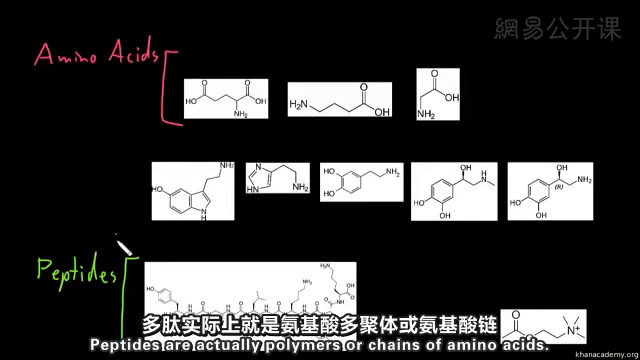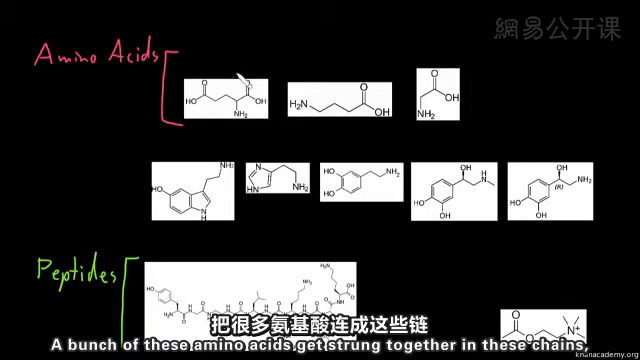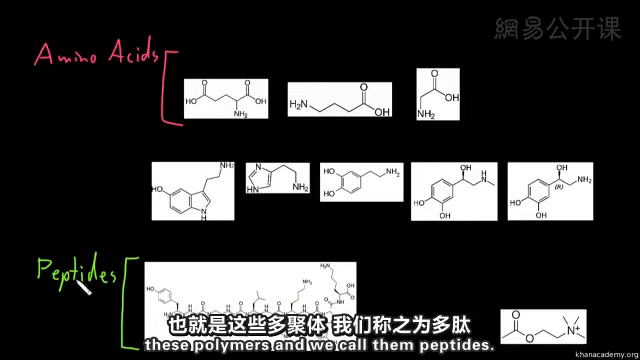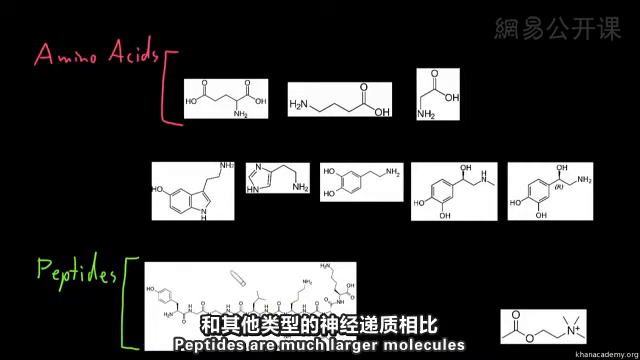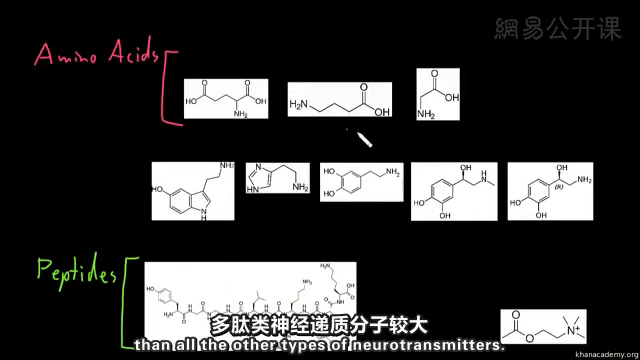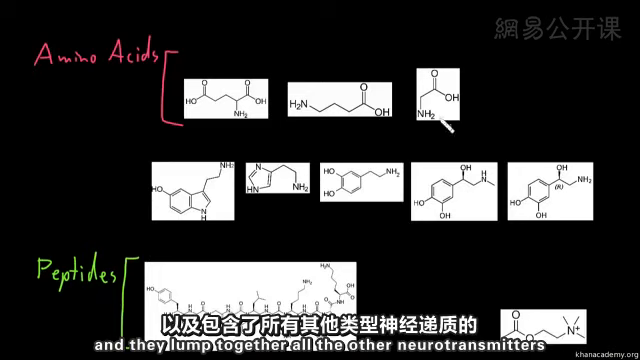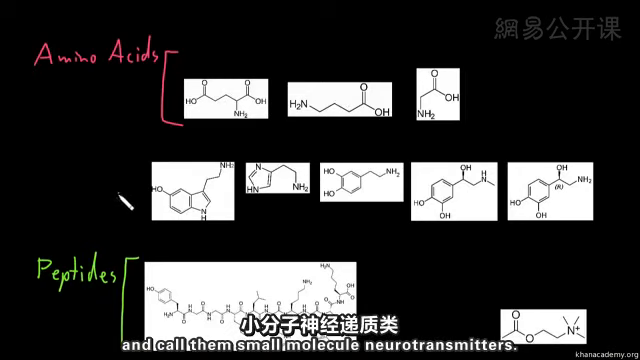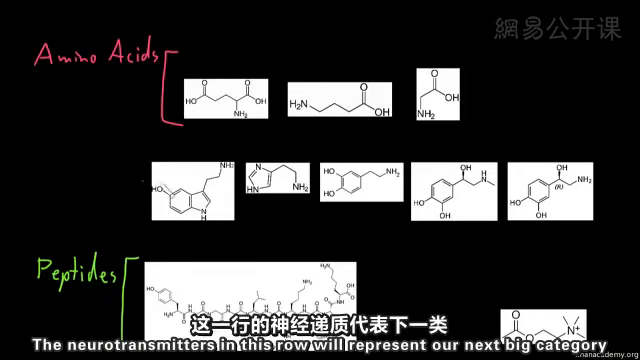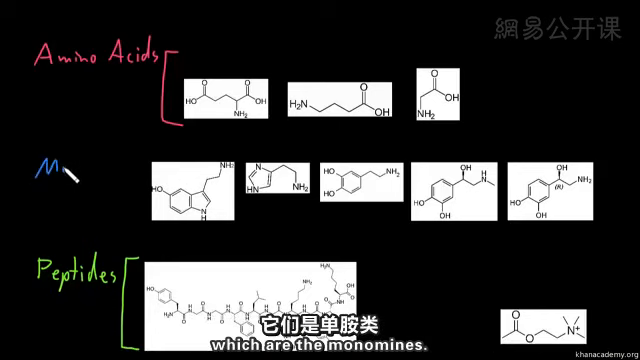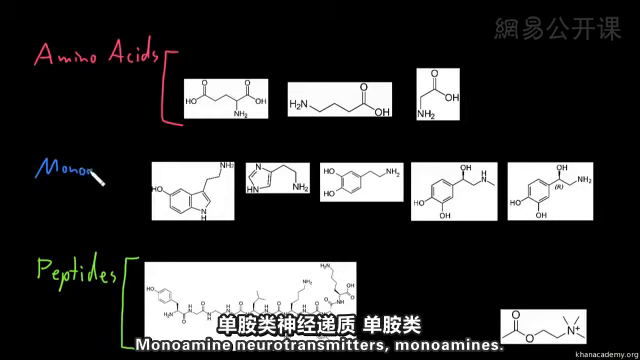Peptides are actually polymers or chains of amino acids. So a bunch of these amino acids get strung together in these chains, these polymers, and we call them peptides. Peptides are much larger molecules than all the other types of neurotransmitters. So sometimes people divide up neurotransmitters just into peptides, and they lump together all the other neurotransmitters and call them small molecule neurotransmitters.